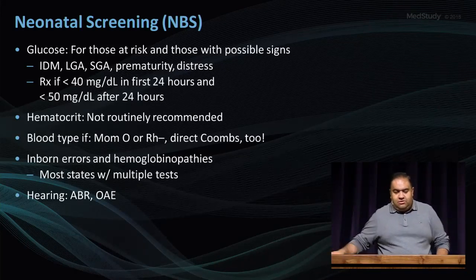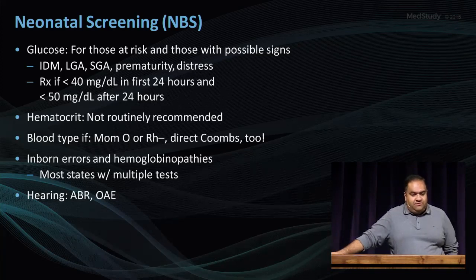For those that are at risk for low glucose, as we talked about, less than 50, give the glucose gel, and see if they are having respiratory difficulties. You don't really do a screening hematocrit. That's not routinely recommended.